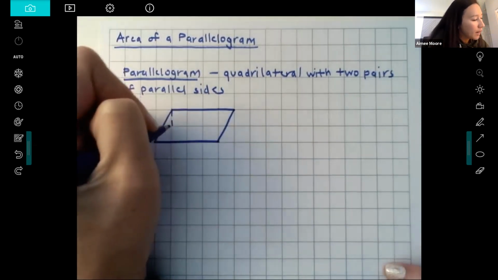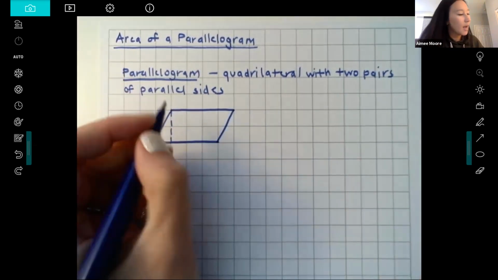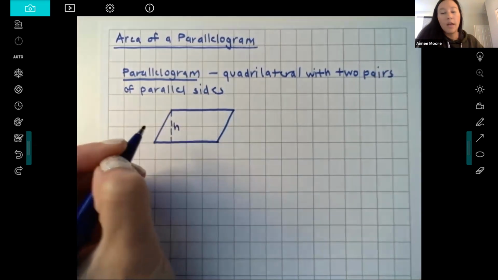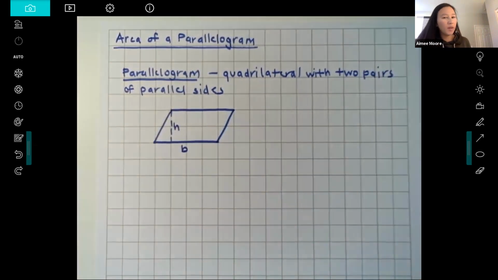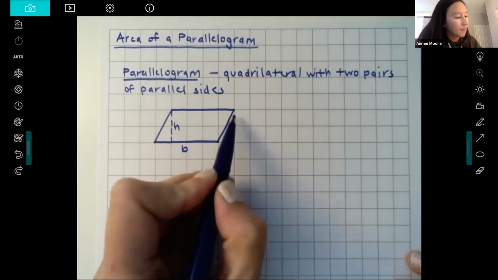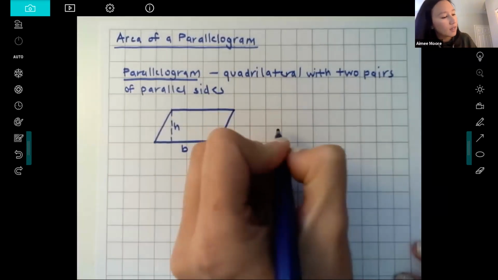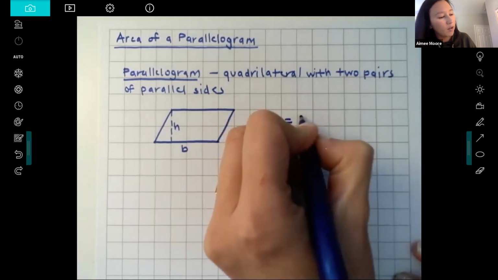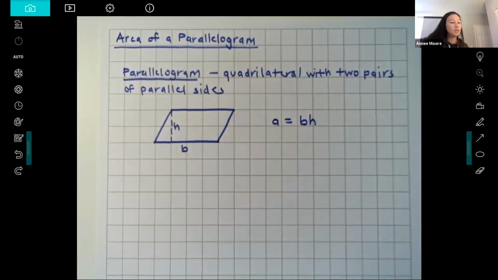So if you rearrange the parallelogram, it's actually just a rectangle. And so that's why we use the same formula as the rectangle, the base times the height, or the length times the width. If you cut off just this little end and stick it right here, it's just a rectangle. And so we calculate the area of a parallelogram by just multiplying base times height.